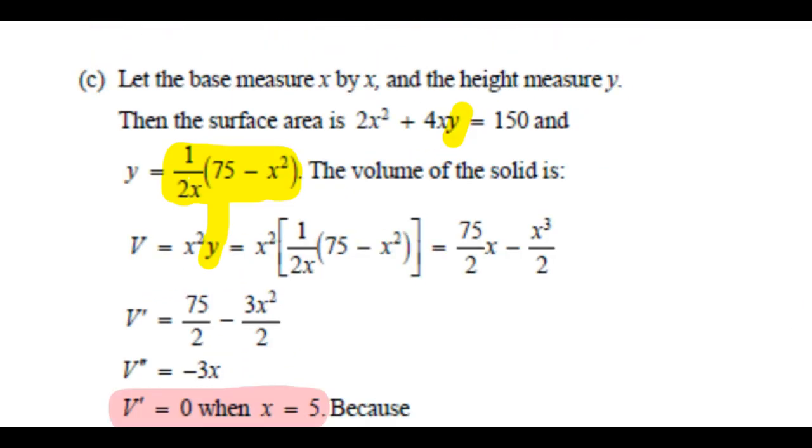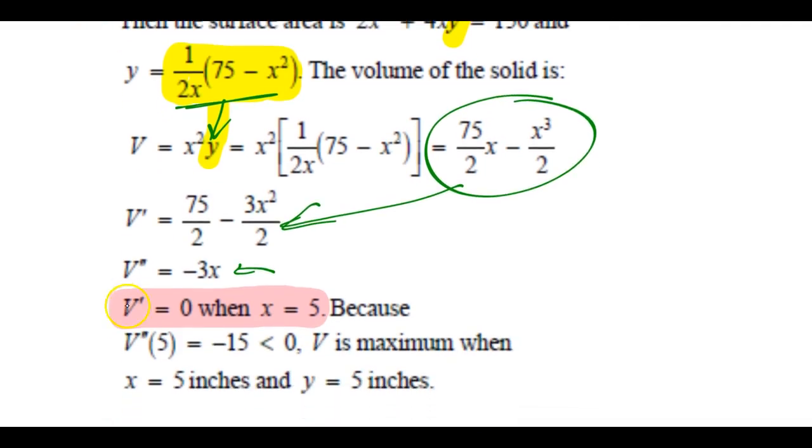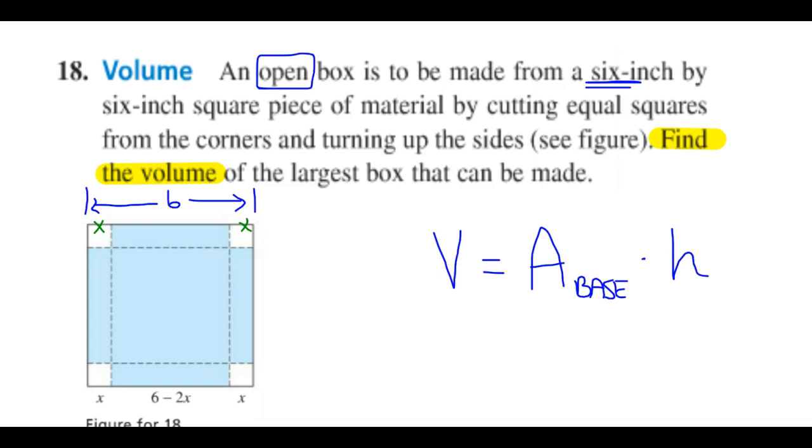Of course, part C was where the real calculus came in. There's that y value that gets substituted in. You finally find the volume. You take the derivative of the volume, set it equal to 0, and they're still doing the second derivative test here to determine whether that really is a max or a min.